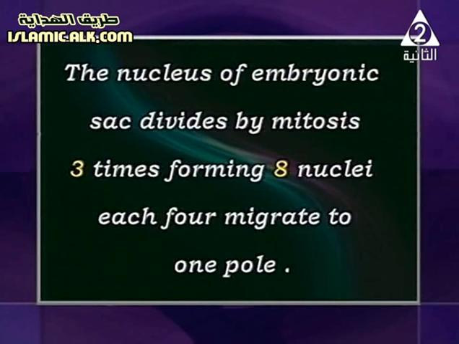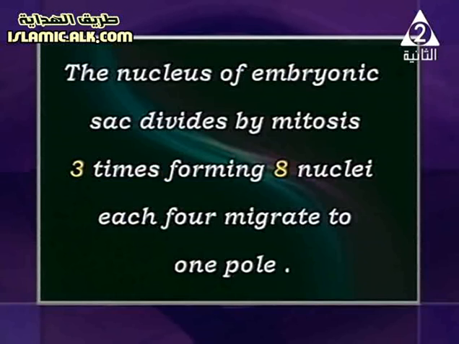The nucellus of the embryonic sac divides by mitosis 3 times. Each mitotic division gives us what? 2 cells. Is it clear? So each one gives us 2 cells. But what about the 3 times? It divides by mitosis 3 times. The final product is 8 nuclei. 4 of them migrate to one pole.